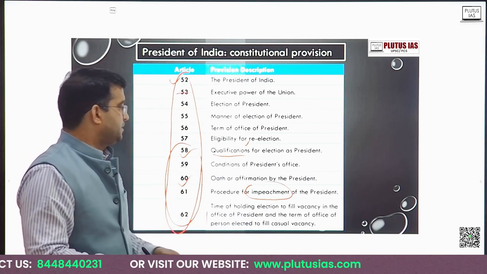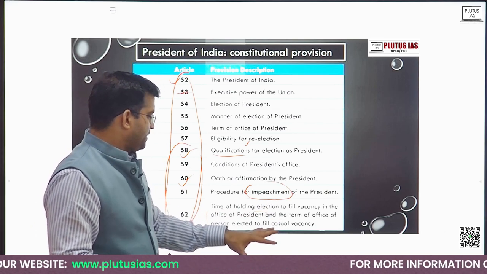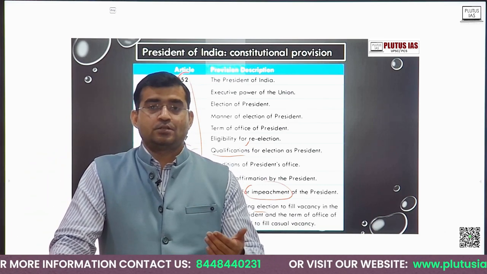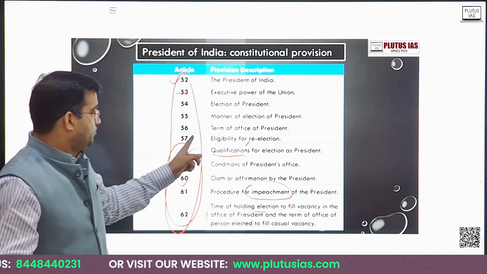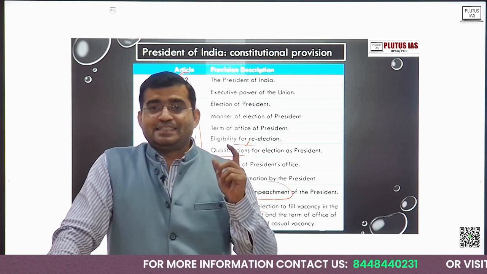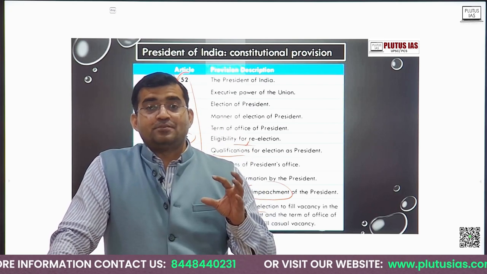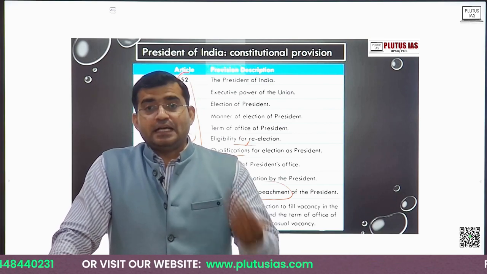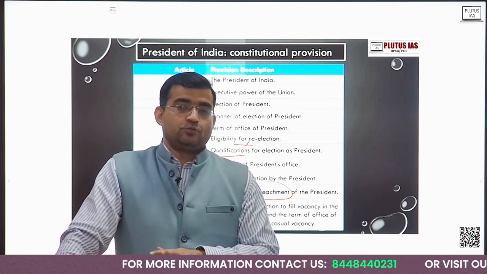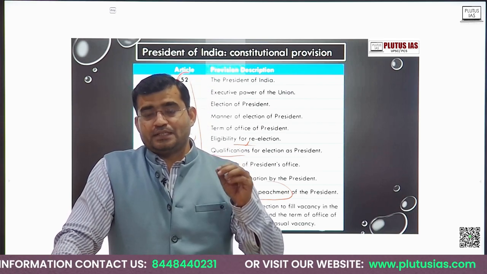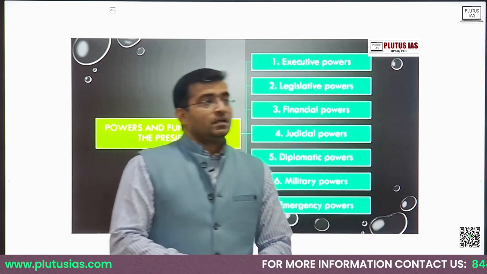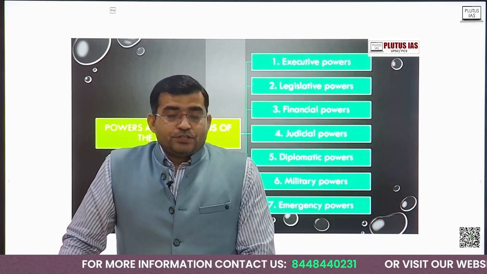So this way we can remove this person from the post. Thereafter, some provisions related with the election. During the election, suppose some MP or MLA seats are vacant, in that case one cannot challenge the election of the president. One more thing, Article 57, eligibility for re-election. Here, very interesting, our constitution says that one can be re-elected again and again. Means there is no bar or restriction on re-election here. But in America, you know very well, there is a restriction. A person can be re-elected only once. So here we have collected some idea about the constitutional provisions of the president.